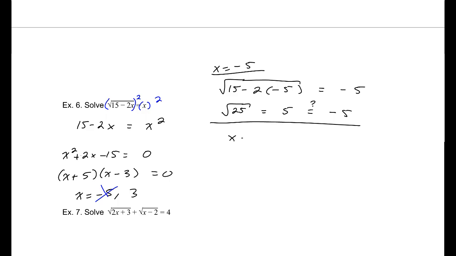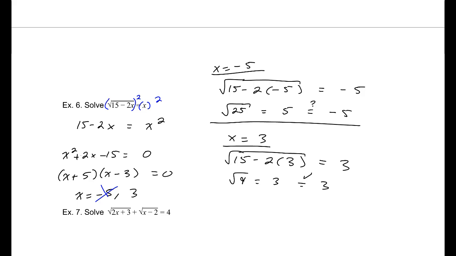How about x equals 3? Let's check that one. Square root of 15 minus 2 times 3 equals 3, our x value. This is the square root of 9, which is 3, and that is in fact equal to 3, and so our solution, the only solution, is x equals 3.